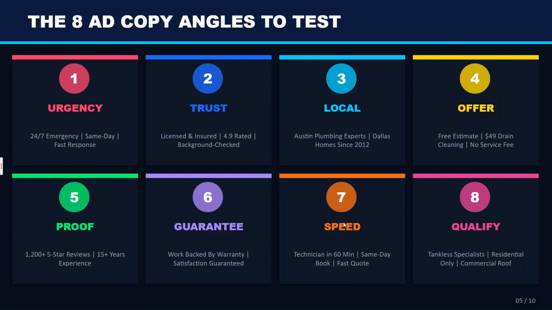And number 7 is speed. Technician dispatched now. Our professional arrives in 30 minutes. Book same day service. This is different from urgency. It is specifically about how fast you respond. And the last one is qualification. This is for filtering out bad leads. Residential plumbing only, or tankless water heater specialist. If you only want certain jobs, say it clearly. So pick one angle to test per refresh. Never test all 8 at once.